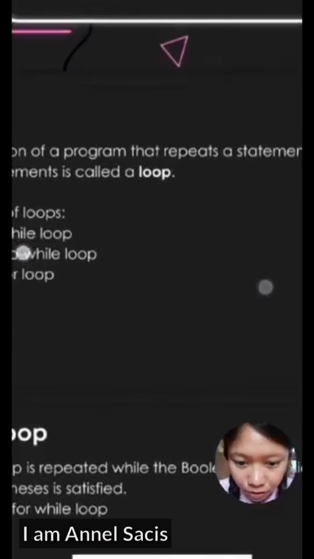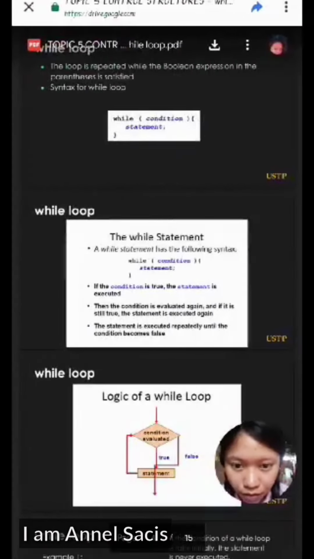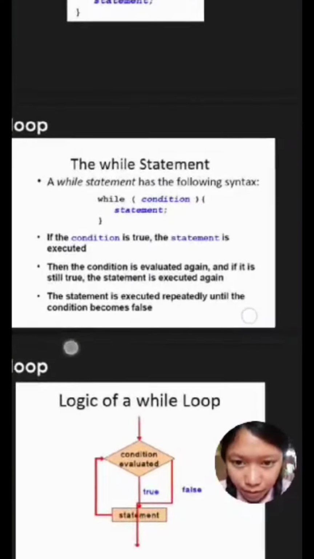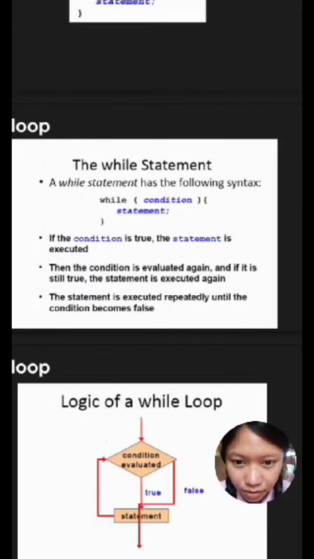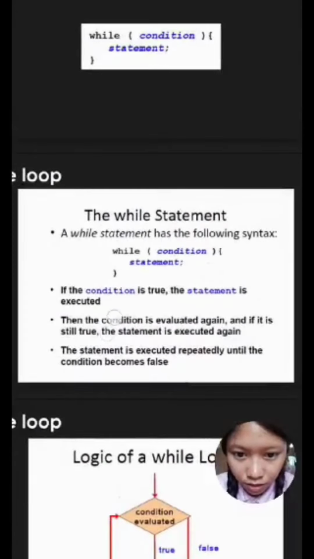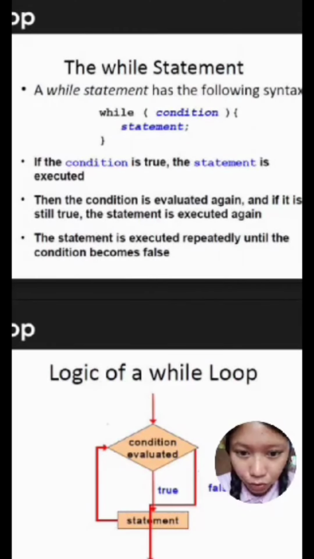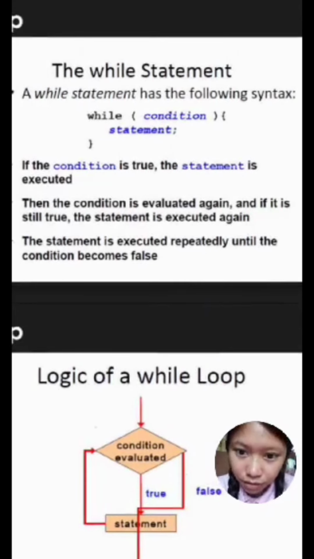The while loop is repeated while the Boolean expression in the parentheses is satisfied. A while statement has the following syntax: the while, and inside the parentheses is a condition, and then a statement. If the condition is true, the statement is executed. Then the condition is evaluated again, and if it is still true, the statement is executed again. The statement is executed repeatedly until the condition becomes false.